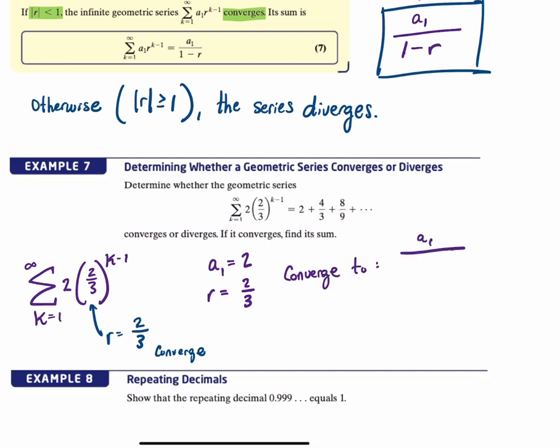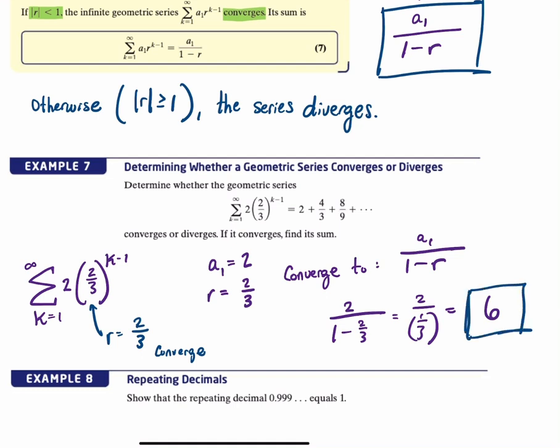It would be a sub 1 over 1 minus r. So our first term is 2 over 1 minus the r value of 2/3. So that's 2 over 3/3 minus 2/3, so 2 over 1/3. So divide these two and you get a positive 6. That means this infinite sum will add up to a whole value of positive 6.